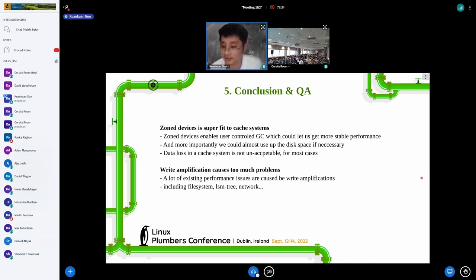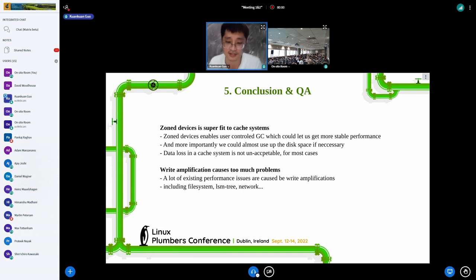Okay, the conclusion. It's quite simple, only two points. The first one is that the zone device, I believe, is super free for a cache system, because we can reset any zone as we want, and cache systems usually don't care too much about data durability. So it's super free.